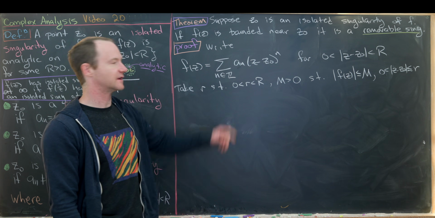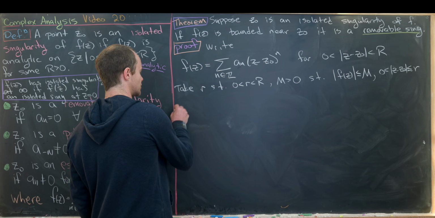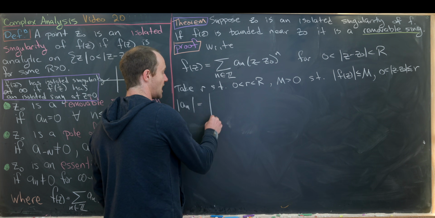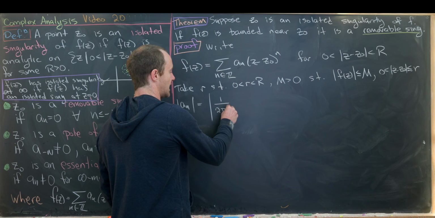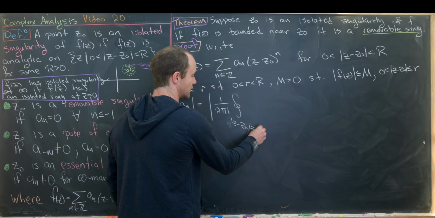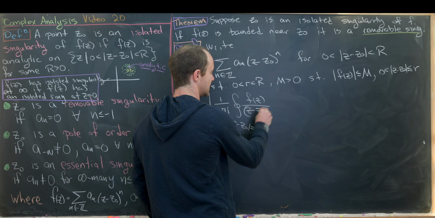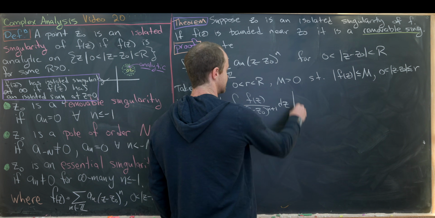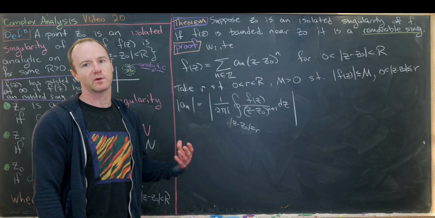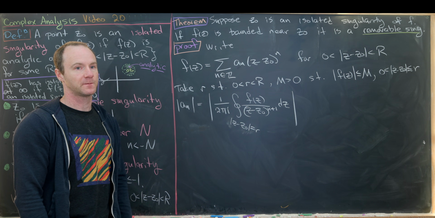Now we're going to look carefully at the coefficient a sub n, and in fact, we're going to look at the modulus of this coefficient. So the modulus of a sub n is equal to the modulus of 1 over 2 pi i times the integral around the circle where the modulus of z minus z0 equals r of f of z over z minus z0 to the n plus 1 dz. If you remove the modulus from both sides of this equation, you just get the formula we developed in the previous video for the coefficient a sub n itself.